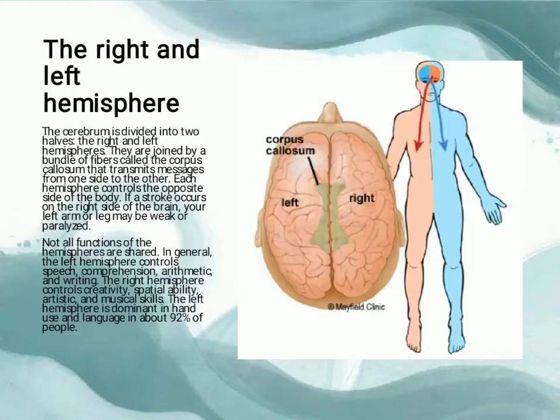Each hemisphere controls the opposite side of the body. So, if a stroke occurs on the right side of our brain, your left arm or leg may be weak or paralyzed. But take note that not all functions of the hemispheres are shared with each other. So let's see what the right hemisphere is all about and its function.